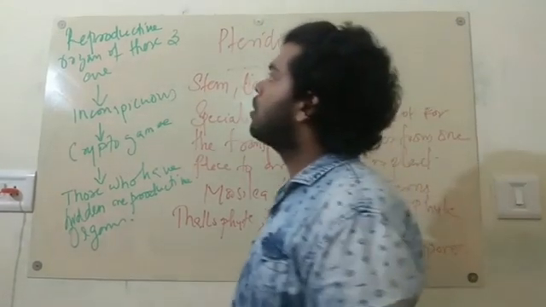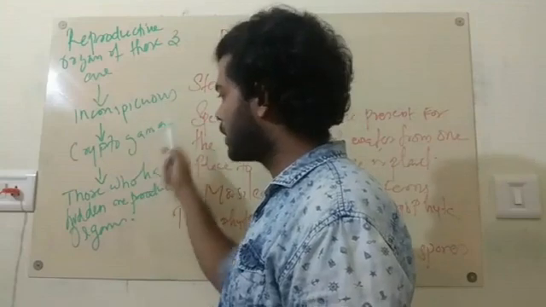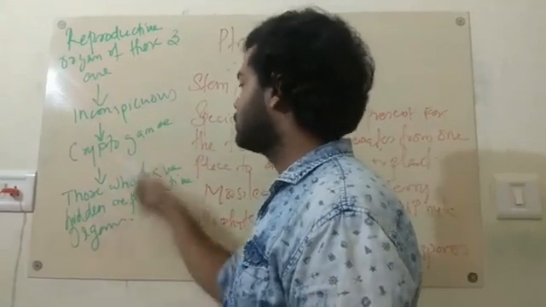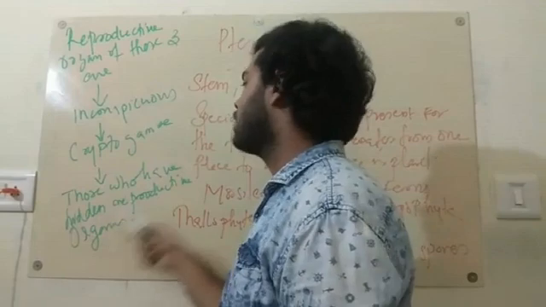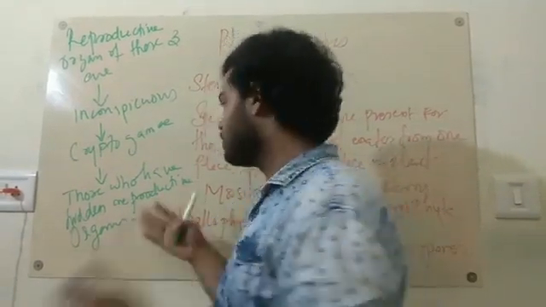And the reproductive organs of these three are inconspicuous, which is called cryptogamy, or can be called those who have hidden reproductive organs. These are about the pteridophytes.